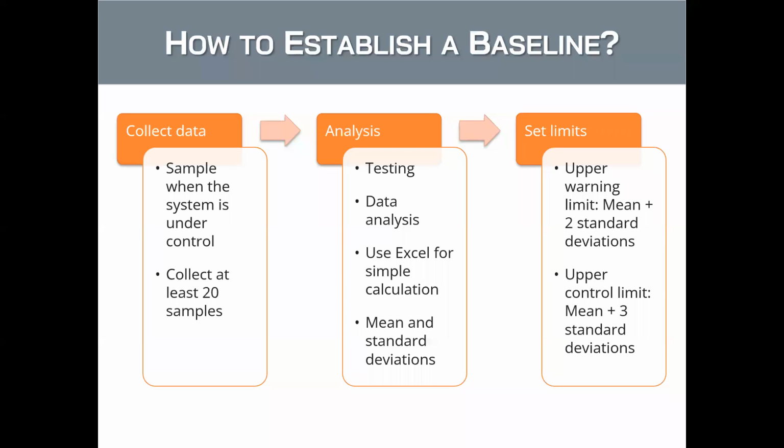To set limits, there are different ways to set the limit, but there are 2 common measures you can set. One is the upper warning limit, which is the mean plus 2 standard deviations, and the upper control limit, that is the mean plus 3 standard deviations.